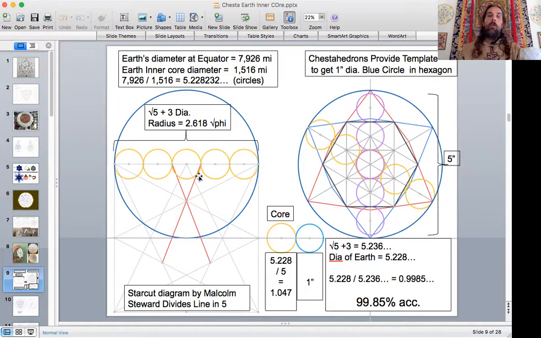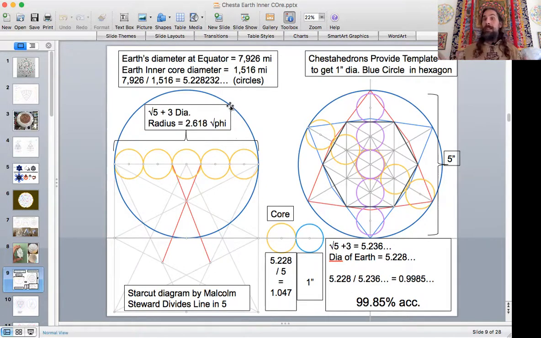And what I discovered is that the value I had to use to get close to what this radius, this diameter is, it just so happened, I was like, well, 5.236 is very close. I mean, 5.236 is very close to the square root of 5 plus 3. Now, the square root of 5 is part of the phi ratio. The square root of 5 plus 1 divided in half will give you 1.618. Well, the square root of 5 plus 3 divided in half will give you a radius of 2.618.